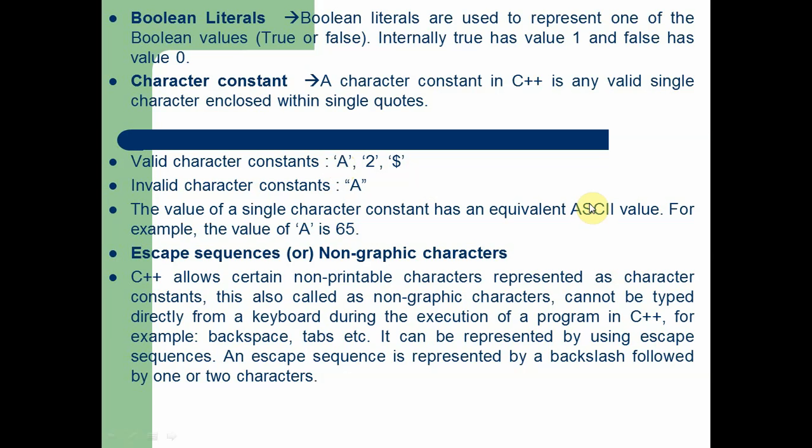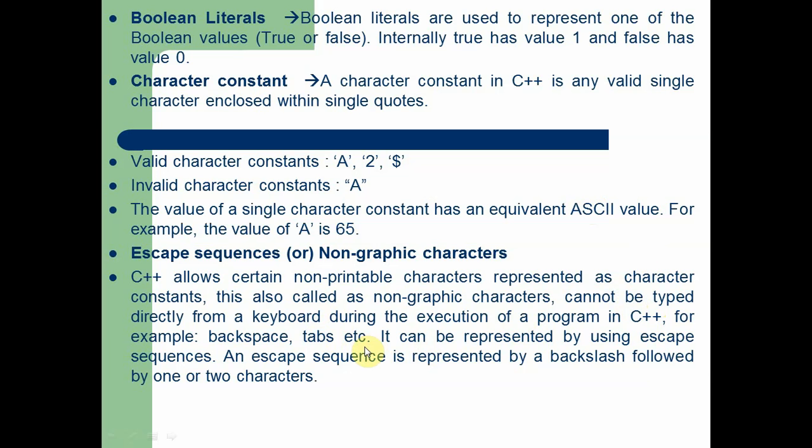Next one is the escape sequence or non-graphic characters. Non-graphic characters refer to space, tab, backspace, enter key, new line. These are the non-graphic characters, or we can also call them non-printable characters. These cannot be typed directly from a keyboard during the execution of a program in C++. For example, backspace, tabs, etc. we cannot type at the time of execution. So these are called non-graphical or non-printable characters, or escape sequences.